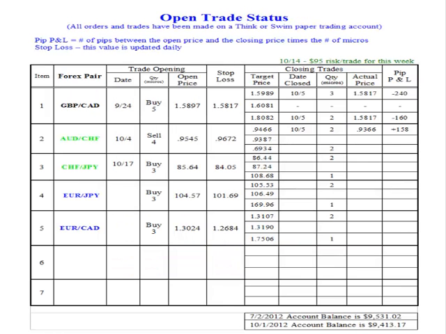Today, the U.S. equity markets managed to squeeze out a break-even. We still have the Aussie Swiss and the Swiss yen trades open. These are highlighted in green. We've put orders in today to buy the Euro CAD and the Euro Yen. These are highlighted in dark blue.